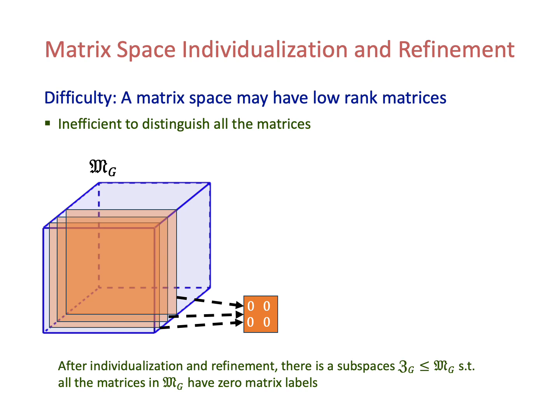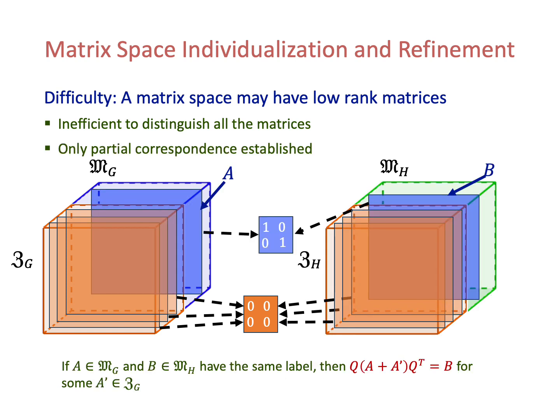After applying some small individualization matrices, some matrices have zero matrix labels. These matrices are all of low rank and form a linear subspace of the original space. If applying such individualization and refinement to two asymmetric matrix spaces, we can only establish a partial correspondence between the two spaces. I mean, if two matrices from different linear spaces have the same label, like A and B here, their difference is a low-rank matrix with respect to an asymmetry.